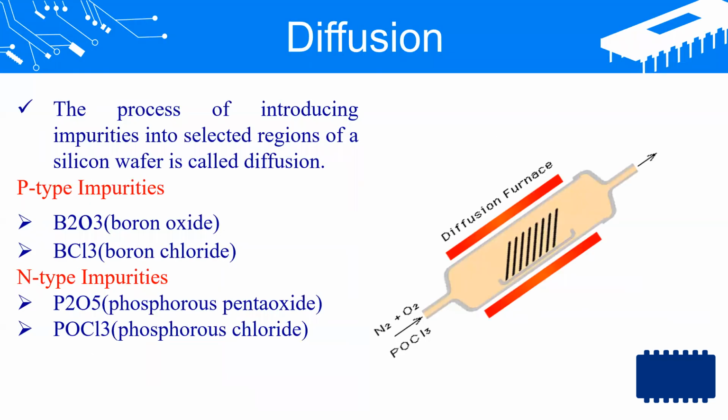Next, diffusion. The process of doping, that is adding impurity to the silicon wafer, is called diffusion. Diffusion is used to form bases, emitters, and resistors in bipolar device technology and to form source and drain regions in MOS device technology. So, in general, diffusion is used to create the terminals, like which one is drain and which one is source.